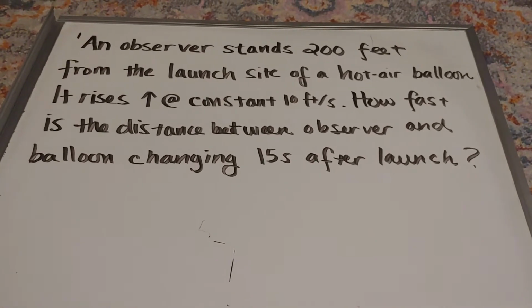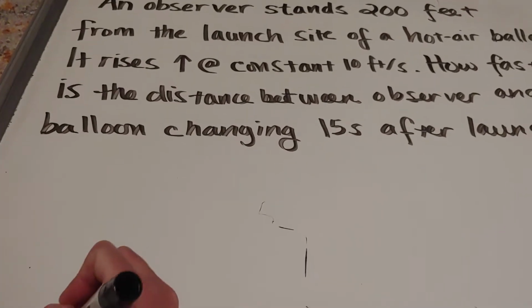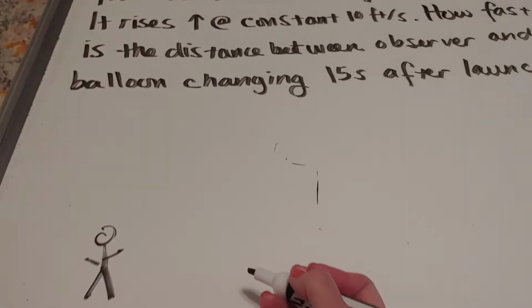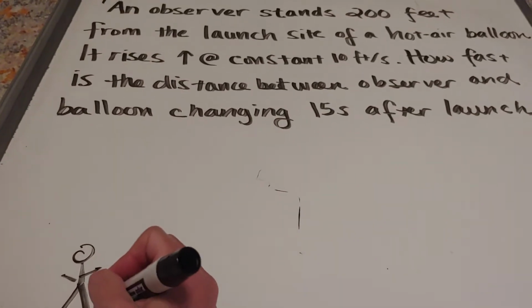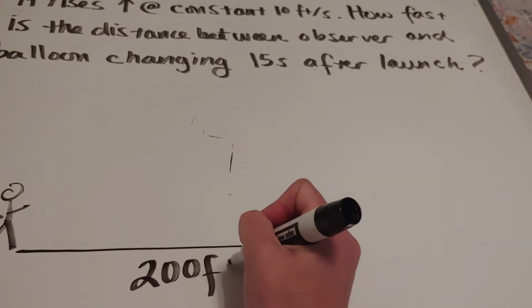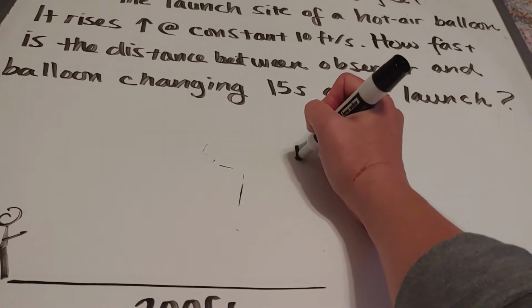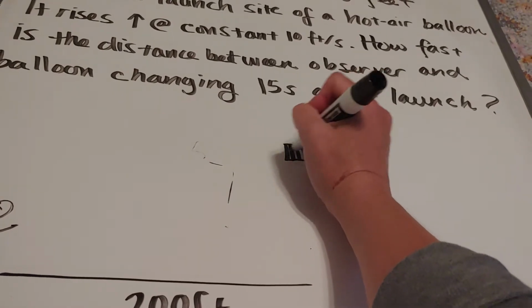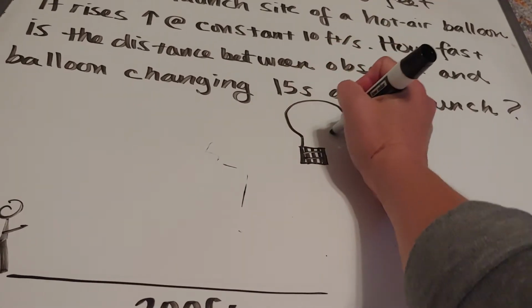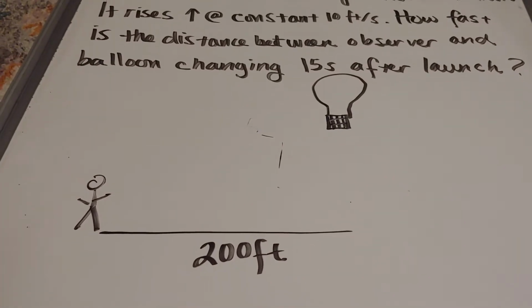The first thing we want to do is draw a picture, and I definitely don't have a lot of artistic talent, so I'm just going to draw my person, and they are 200 feet away. Then it doesn't matter what I do when I draw this hot air balloon. To me, it just looks like a light bulb, so welcome to my light bulb. All right, so there's the hot air balloon, or light bulb.